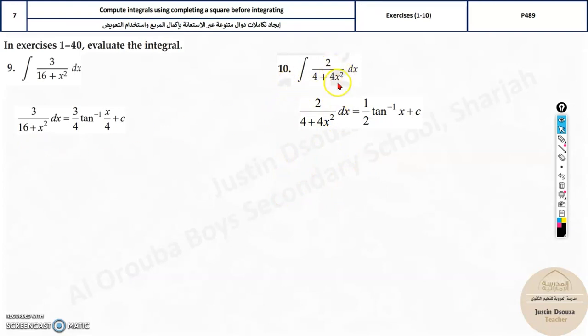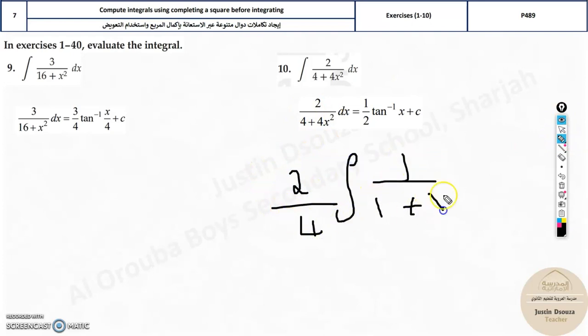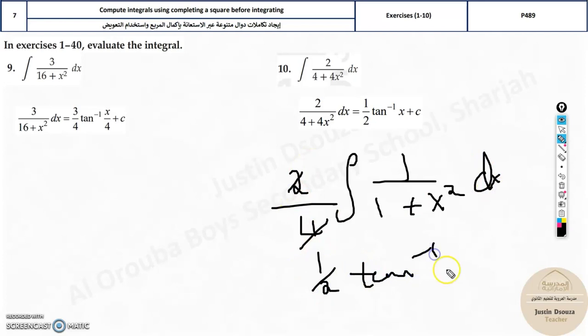So now over here, this is very simple. Why? Because you're just removing the 4 common out and then you're simplifying. So you can just remove this common term out, and then over here also see 2 is removed out, and over here 4, it will be 1 by 2, then 1 by, let me just do it. So it will be 2 outside and 4 is removed common out. So what is remaining? 1 by 1 plus x squared dx. So I hope you understand this. 1 by 2 tan inverse x plus c.